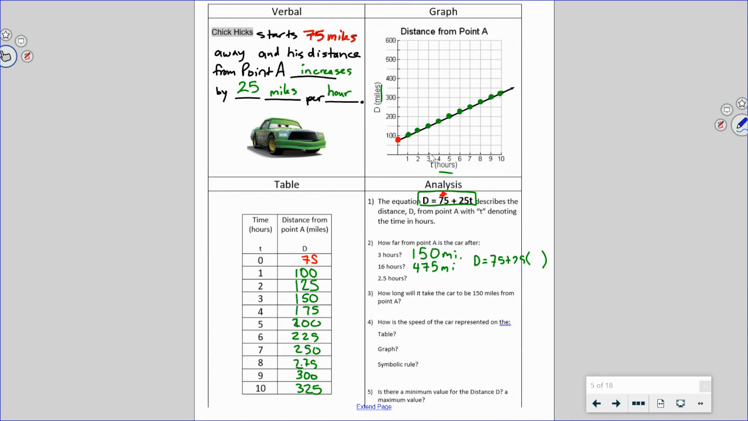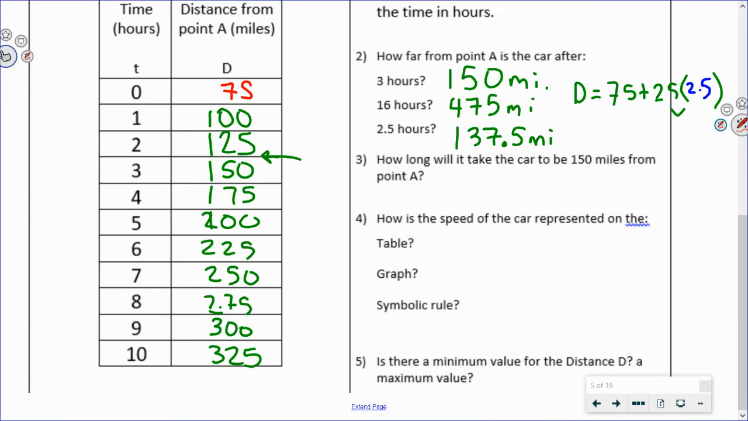2.5. Many of you will go back directly to the equation. Some of you with the right number sense will say, well, wait a second, I think I know what's right in between 125 and 150, and that would be 137.5 miles. Don't believe it? Check it. Multiply 25 by 2.5, then add 75, and you'll get the same thing. Now, guess what? For number 3, we've already done it. This time we were given the distance, 150 miles, 3 hours. Yep, we already answered that part of the question.